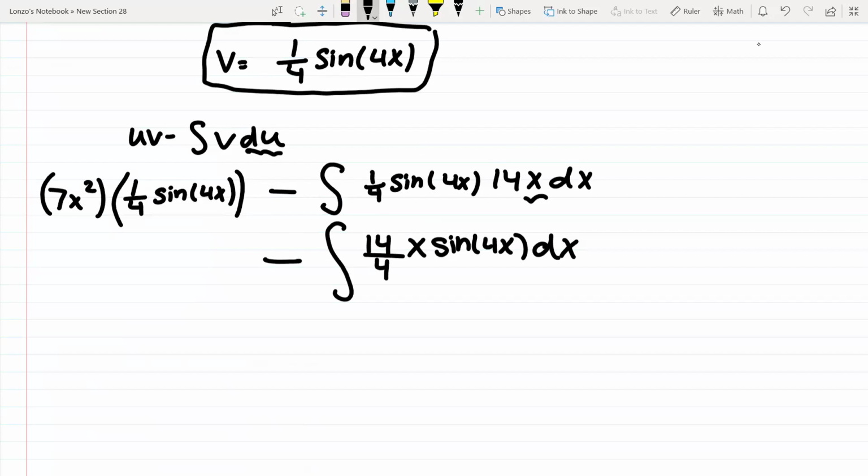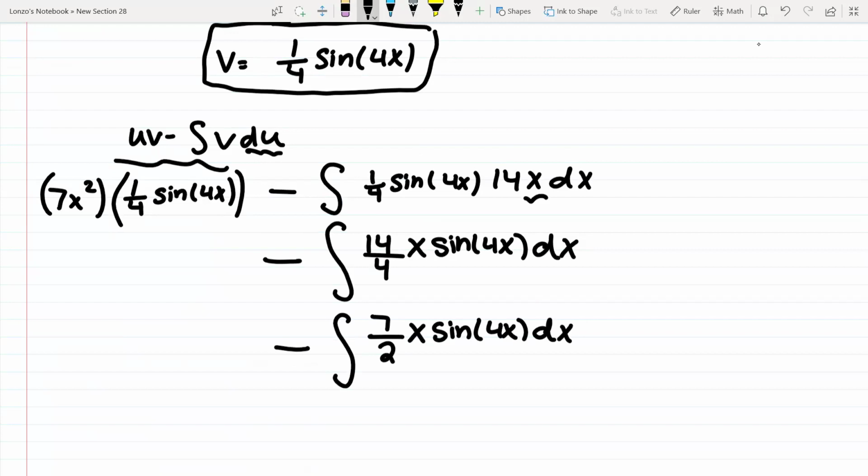And then 14 over 4 can be reduced by 2. 14 divided by 2 is 7. 4 divided by 2 is 2. x sin of 4x dx. So over here, let's clean this up. 7x squared times 1/4, that would be 7/4 x squared sin of 4x.